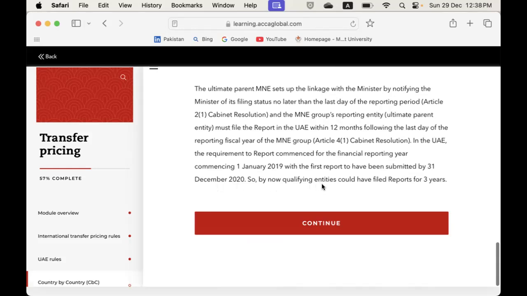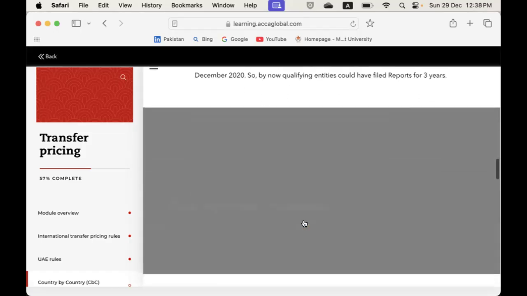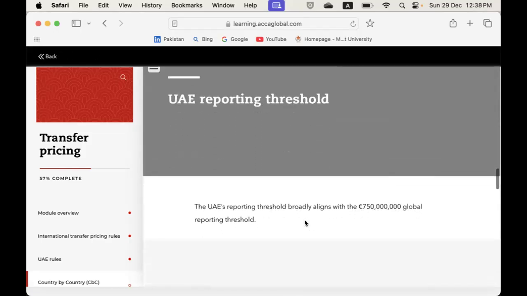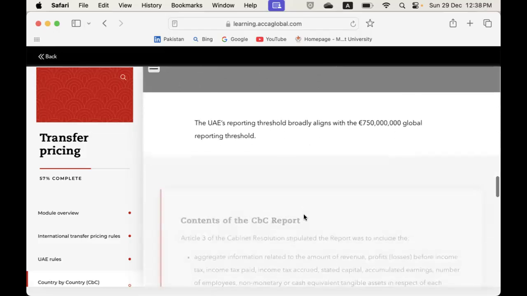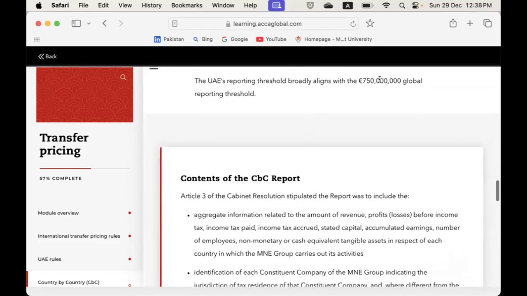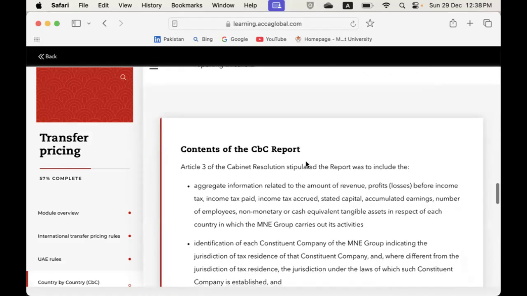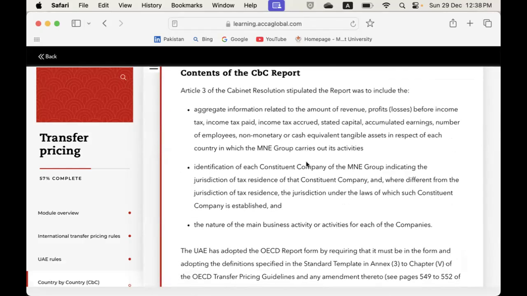So by now, qualifying entities could have filed reports for 3 years, actually now 4 years. UAE reporting threshold: UAE's reporting threshold broadly aligns with the 750 million euros reporting threshold. Let's look at the contents of the country by country report.